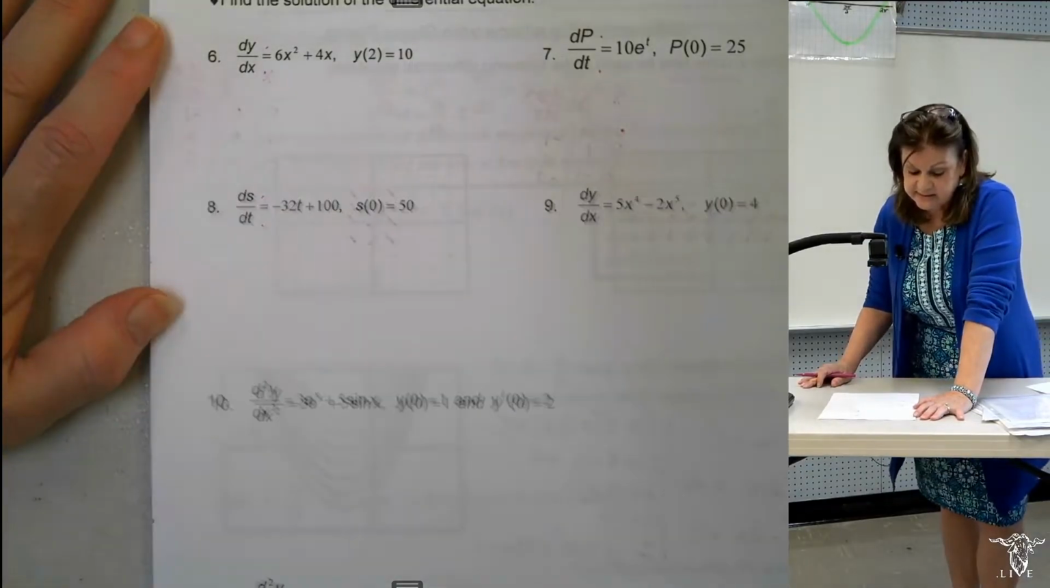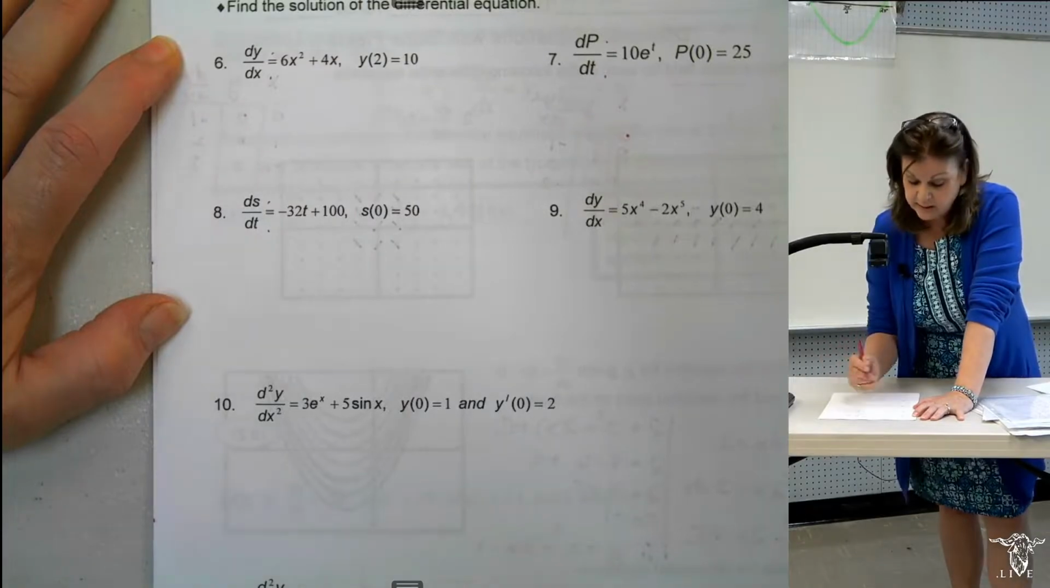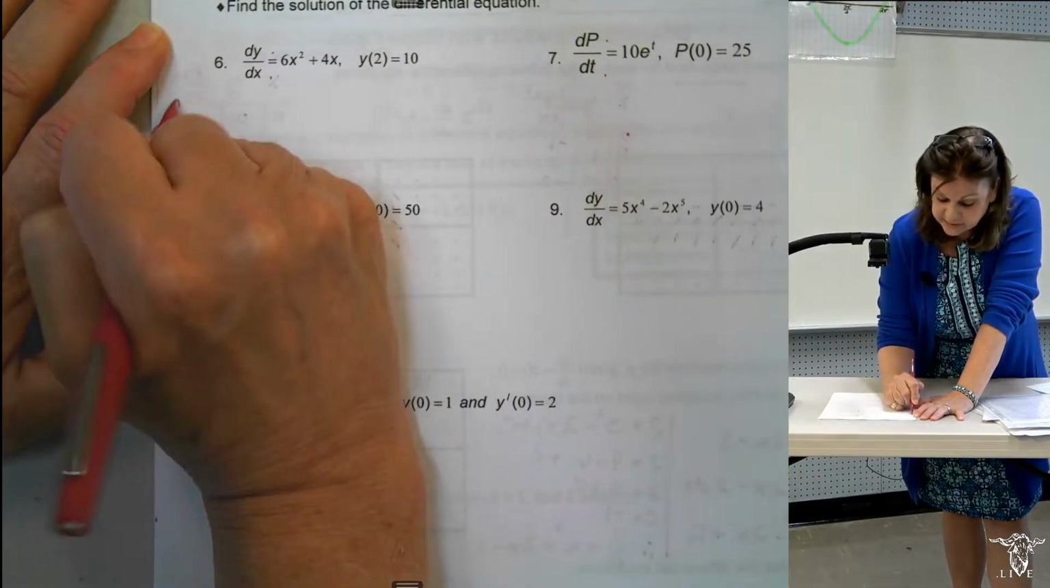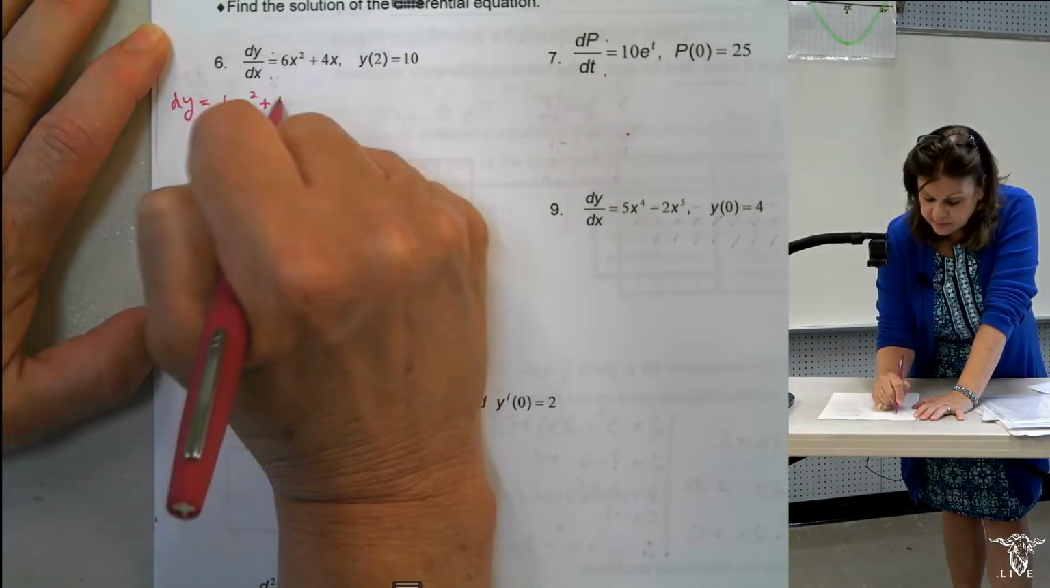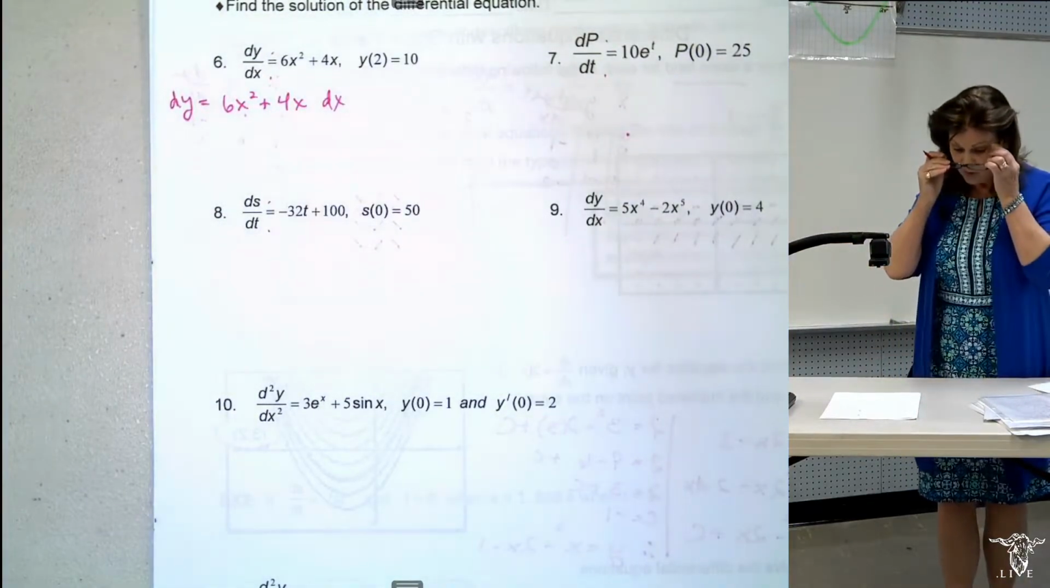dy dx is 6x squared plus 4x, and they're giving me an initial condition y of 2 equals 10. So we're going to first separate. I need the dx over on the right side. So dy equals 6x squared plus 4x dx. And now you can integrate both sides.